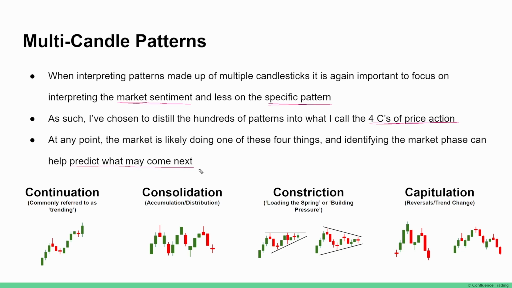So the 4 C's of price action are continuation, which is also commonly referred to as trending price action, consolidation, constriction, and capitulation. We'll get into each one of those on their own slide next.